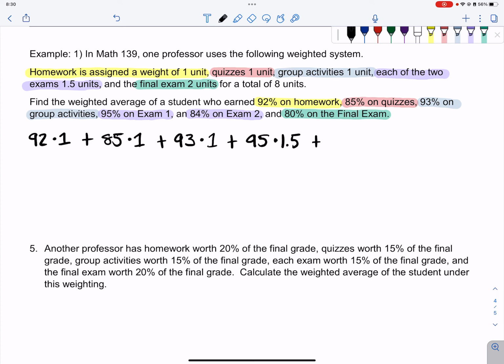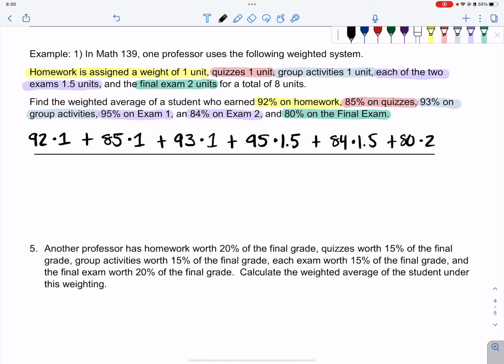Their second exam, they got an 84%, and that also has a weight of 1.5. And then lastly, their final, they got an 80%, and that's given a weight of 2 units. And now we want to take all of this and divide by the sum of our weights.